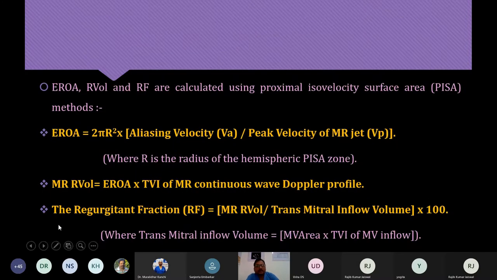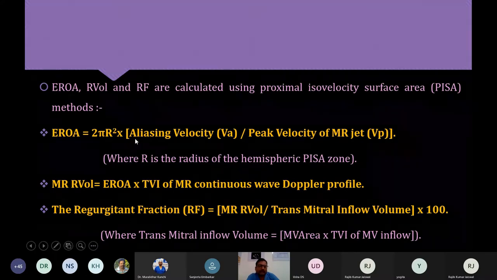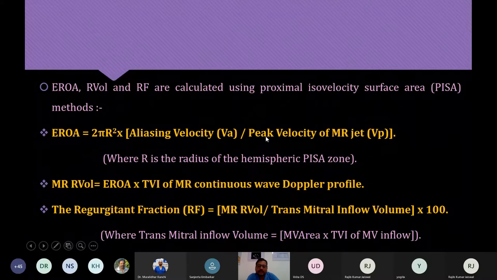So this is the formula by which it is given. Effective regurgitant orifice area is given by 2 pi r squared into the aliasing velocity of the MR divided by the peak velocity of the MR. So this r is the radius of the hemisphere of the PISA zone. Regurgitant volume is given by multiplying this particular regurgitant orifice area by the MR continuous wave Doppler VTI or MR VTI. And regurgitant fraction is given by dividing this MR volume by the transmitral inflow volume, into 100.